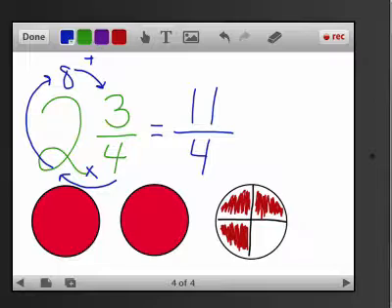I'll show you how that works on the circle. All right, 11/4. I have circles that are divided into 4 sections. I should have 11 of them filled in. Let's count. 1, 2, 3, 4, 5, 6, 7, 8, 9, 10, 11. The circles are exactly the same. I didn't change the circles. All I did was add the lines to make them into the fractions, and counted 11. Do you see how 2 and 3/4 is the same as 11/4? Let's take a look at another example.